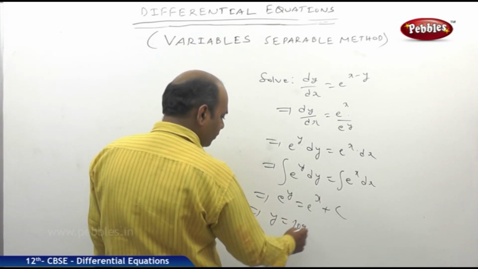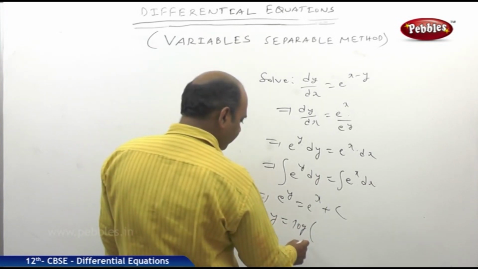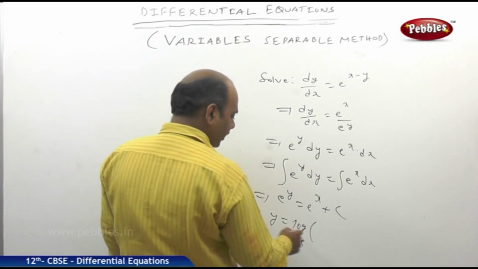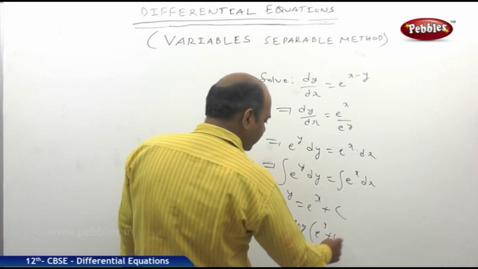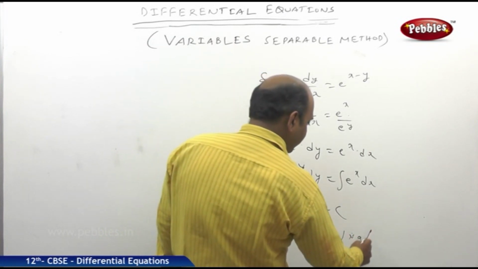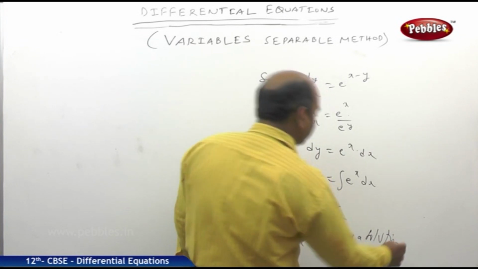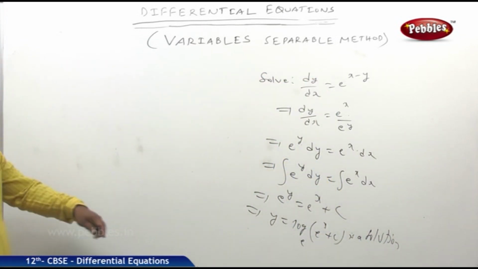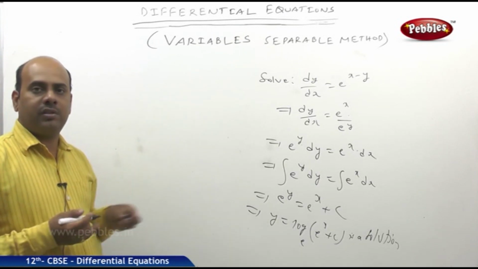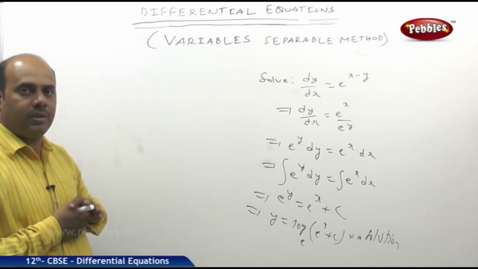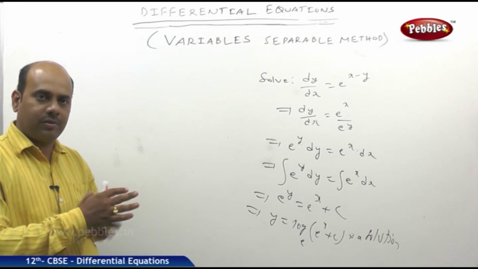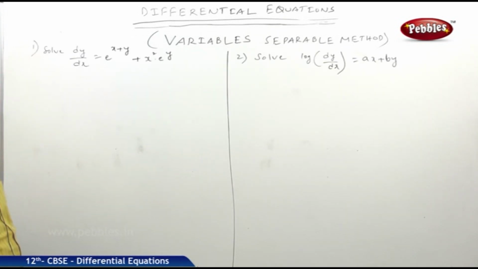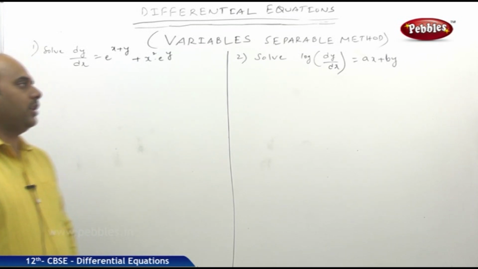So y is equal to log, here natural logarithm, so I will write base e. y is equal to log of e power x plus c is a solution to the given differential equation. Like this pattern, problems we shall be seeing in the variables separable method. Shall we start problems? Just now I explained how to do variable separable problems. Now we shall start doing some more examples which were given in our previous examinations.